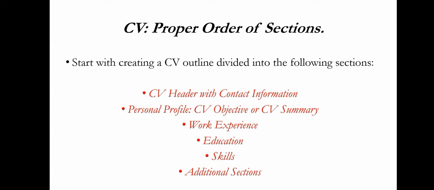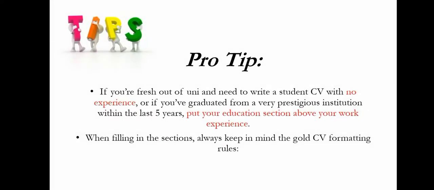Now we have another order of sections here, whereby you can begin with your contact information in the header. Then you come to the personal profile, where you can include your objective or summary. We're going to see what an objective is and what a summary is. Also, you have to put your work experience, your education, your skills, and you have the additional sections. If you are fresh from the university, you have to put your education section above your work experience, because we know that graduates have no experience. When filling these sections, make sure that you keep in mind the golden CV formatting rules.